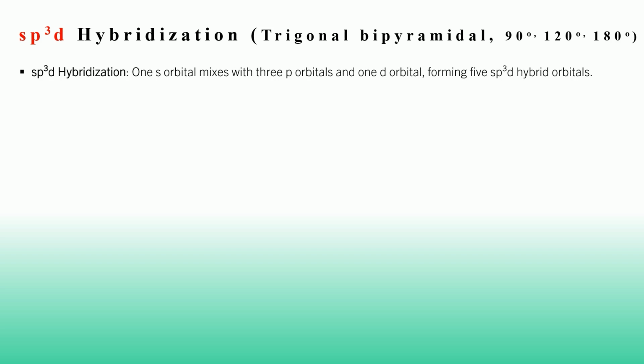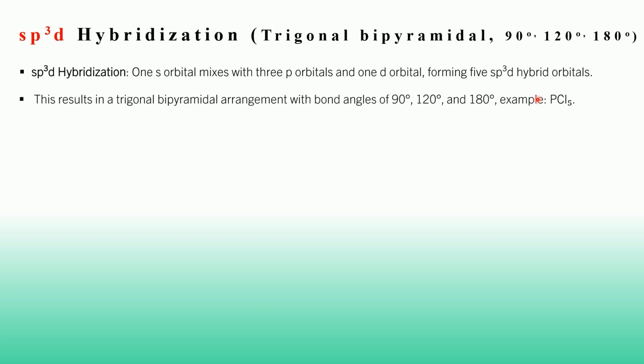sp3d for trigonal bipyramidal shape. There are 3 types of bond angles: 90 degrees, 120 and 180 degrees. sp3d means 1 s orbital mixed with 3 p orbitals and 1 d orbital. For example, PCl5. Start with phosphorus.